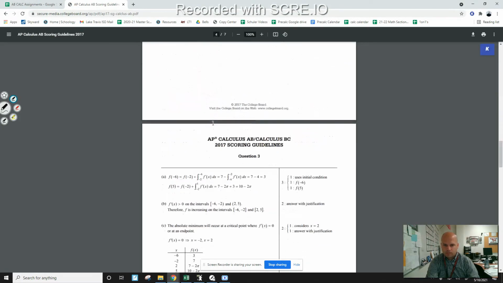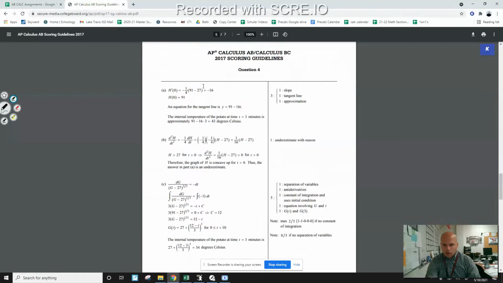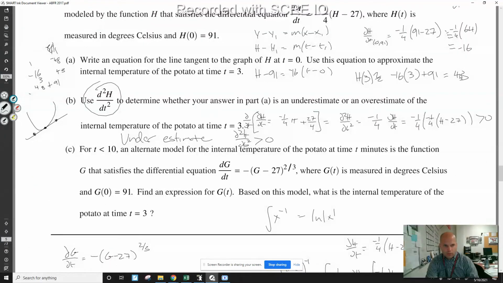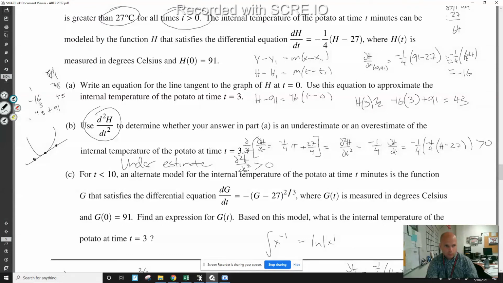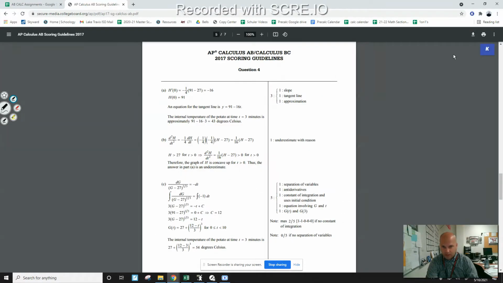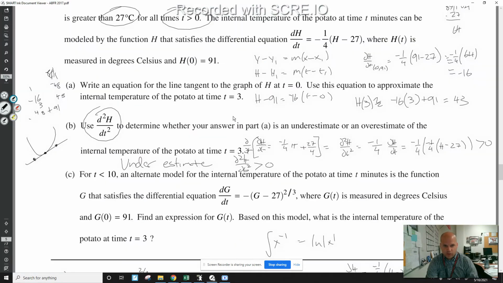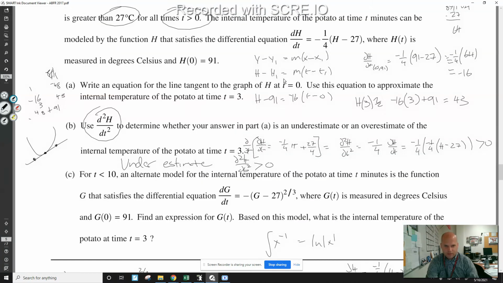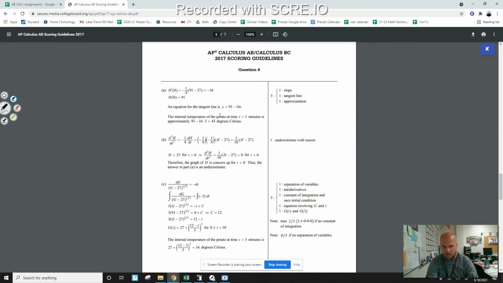Number 4. Part A, you get 1 point for the slope, which is negative 1/4 times 64, negative 16. You get 1 point for your tangent line. You don't have to put it like they put it. They solve for y. You didn't have to do that. Leave it like this. This is fine. And then 1 point for your approximation.